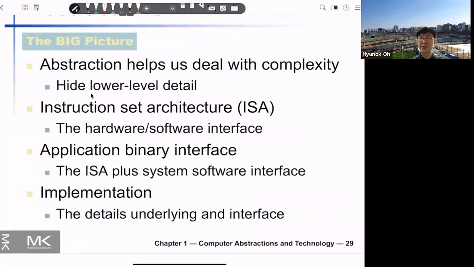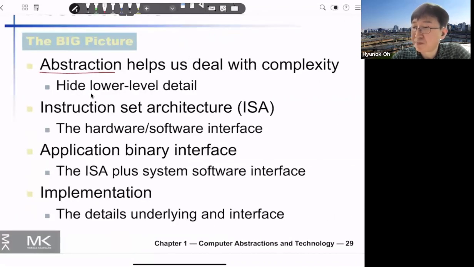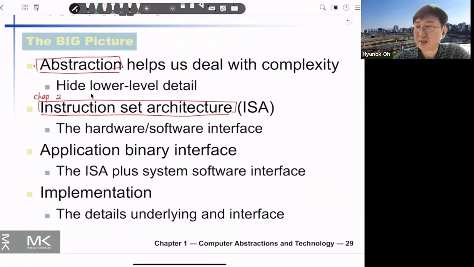Okay, so let's look at the big picture of this class. Actually, learning all the details is very difficult, right? Learning about every detail is too difficult. So we'll do some abstraction, and then we will learn about the instruction set architecture. That is actually the main topic of chapter 2. Instruction set architecture is like a keyword. So for instance, in C code, what does this symbol mean? In C code, you are writing this kind of code, right? What does it mean? It's addition, right? Just addition. What does this mean?